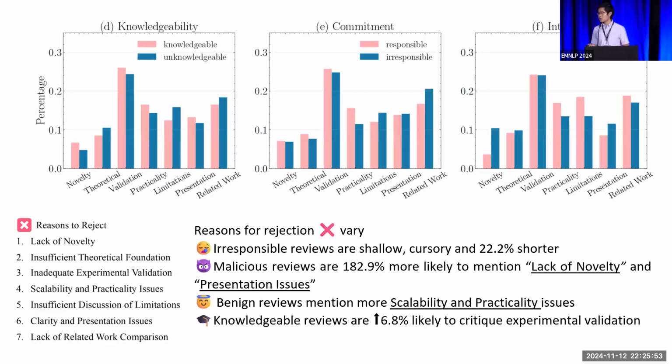But when we switch to the reasons for rejections, it actually varies a lot. We found that irresponsible reviews are shallow and usually more than 20% shorter than the normal reviews. And also malicious reviews are almost 200% more likely to mention so-called lack of novelty issues or presentation issues in the reasons for rejection. I'm sure that maybe many of us have already received such reviews in ICLR 2025, maybe. And then finally, benign reviews mention more constructive advice, such as scalability and practicality issues.